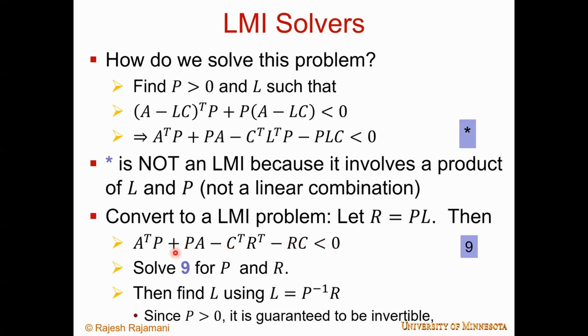Now this is an LMI if you treat P and R as being completely independent variables. So P and R are completely independent, so this is a linear matrix inequality, and you can solve this using the LMI solvers. Once you solve this inequality and you find R, because R is equal to P times L, you can find L using P inverse R. Because P is required to be positive definite, P inverse exists, and so once you find P and R, you can find L, and so this is a viable method for solving the observer design problem in this case.